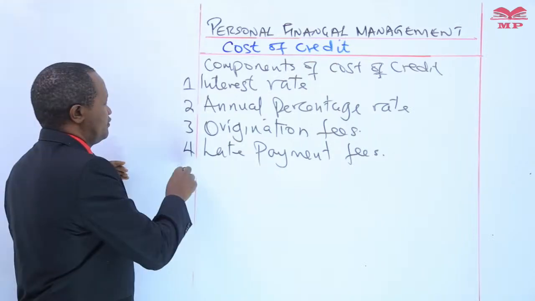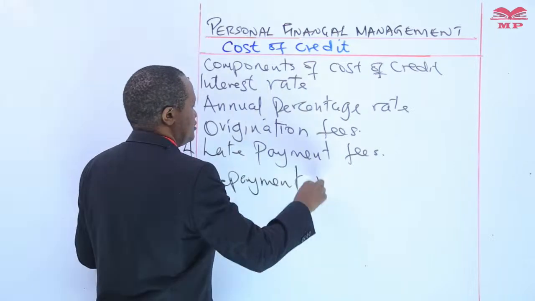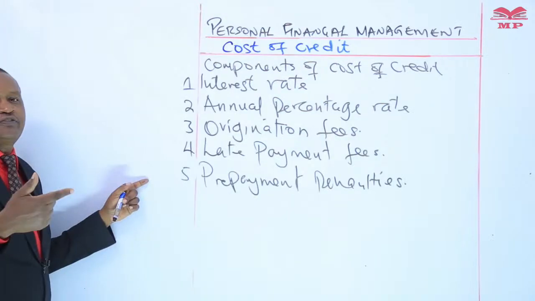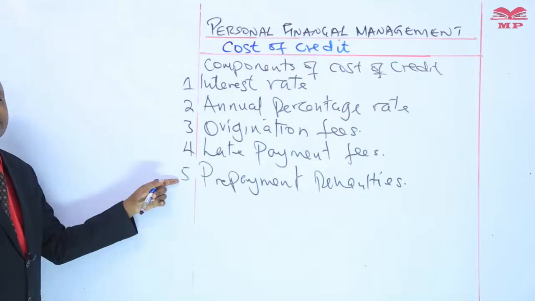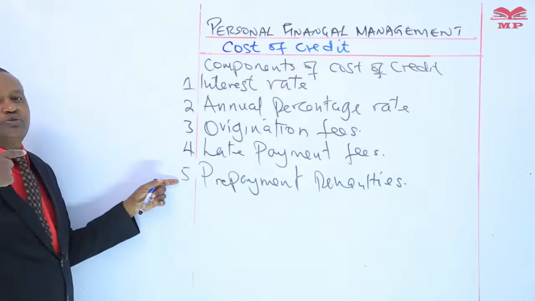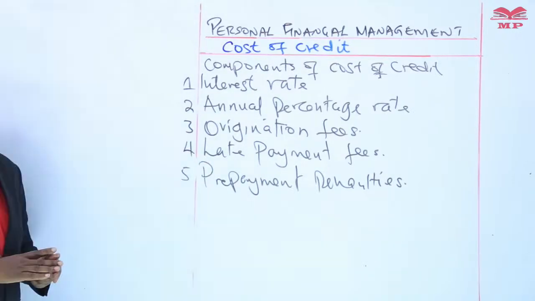Number 5, prepayment penalties. If you pay off your loan early, these penalties discourage early repayment and discourage you from potentially saving money on interest.